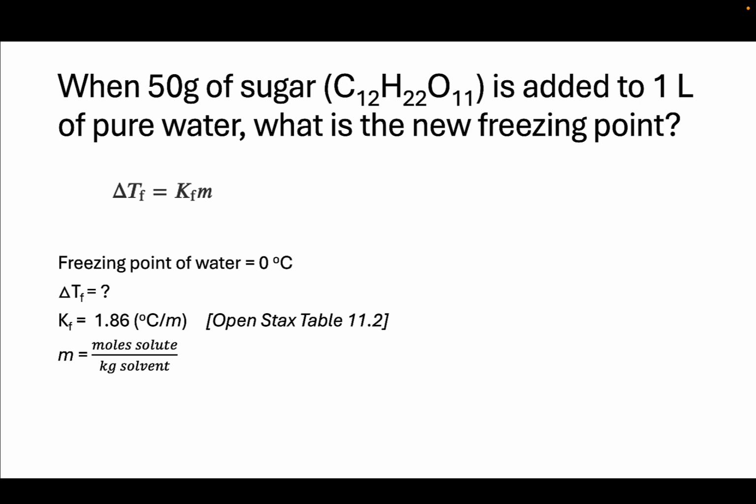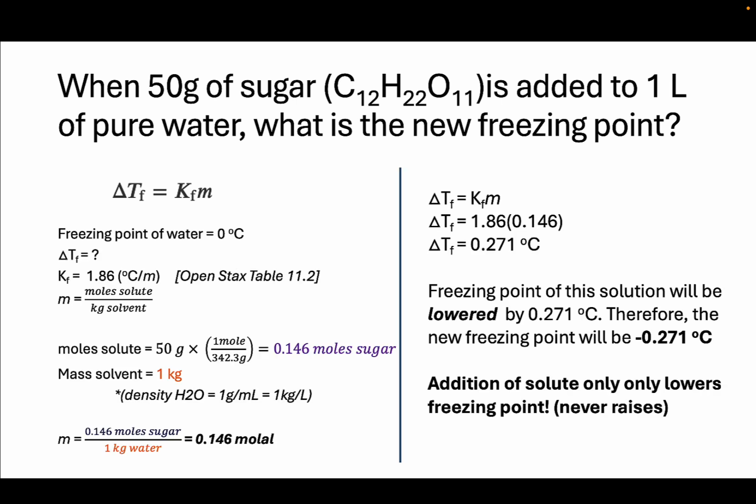All right, so here we have 50 grams of sugar. We're putting it into water. The steps that we do to solve for this one will be first, let's note the freezing point of water is 0 Celsius. And this is going to matter because we're solving for the freezing point depression. This delta TF that we solve for is going to be a depression from 0 Celsius. We can get the value of Kf out of OpenStax. It's in 11.2, and this is 1.86 degrees Celsius per molal.